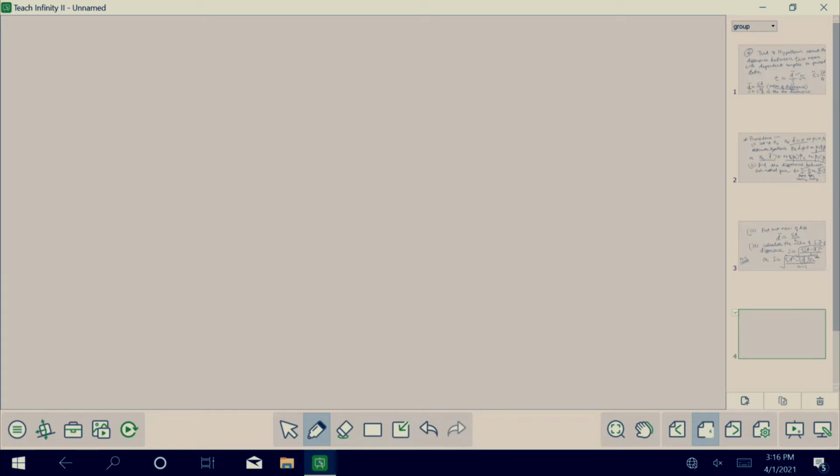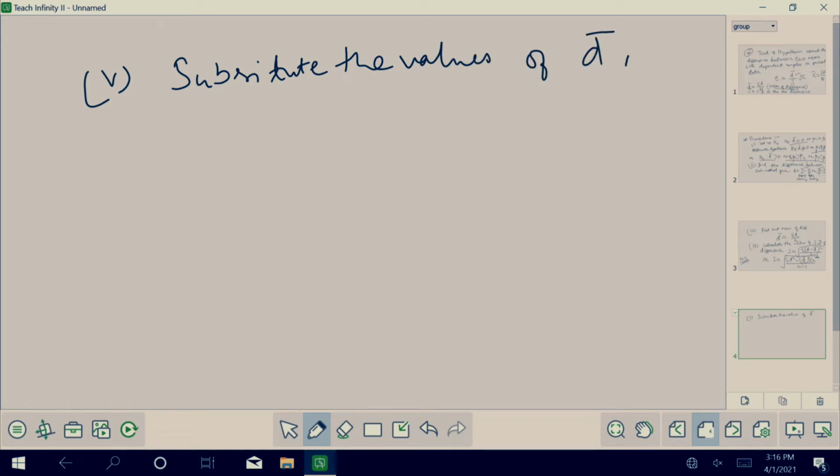Now, next, step number 5. In step number 5, the values of d bar, S and n are substituted in the formula. Substitute the values of d bar, S and n in the formula and do the calculation, right.